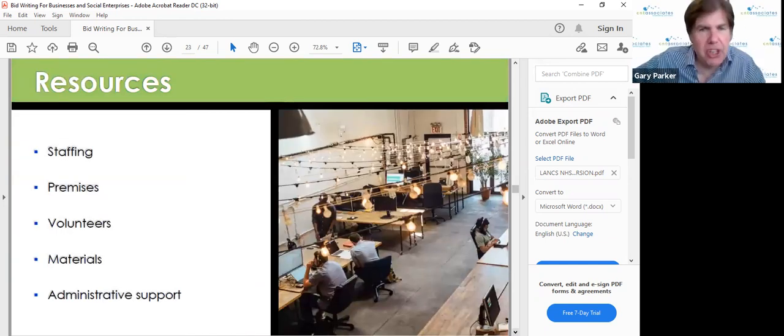Resources, obviously you've got to put this in. These are usually defined in budgets, but you'll probably have to write them as well, like who the staff are for the project or how you're going to recruit them. Premises, volunteers, materials. I'm talking about resource materials, so it could be training materials, etc. Or if it's something more active, it could be material resources, whatever. And then, of course, administrative support, because most funders will allow you to put in something for administrative support.